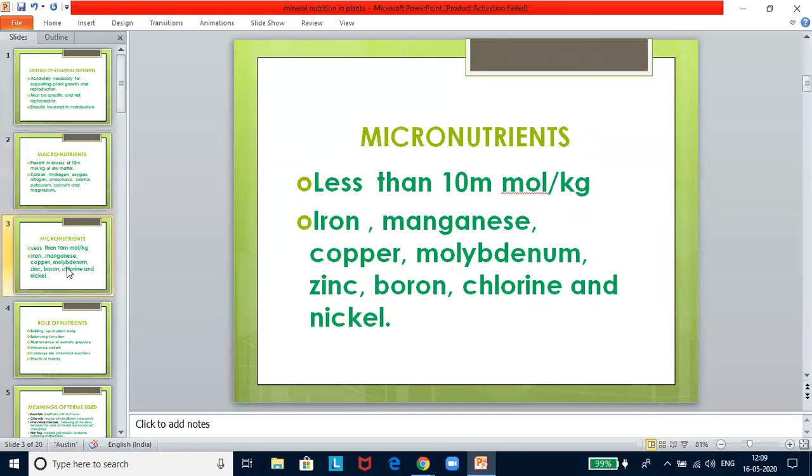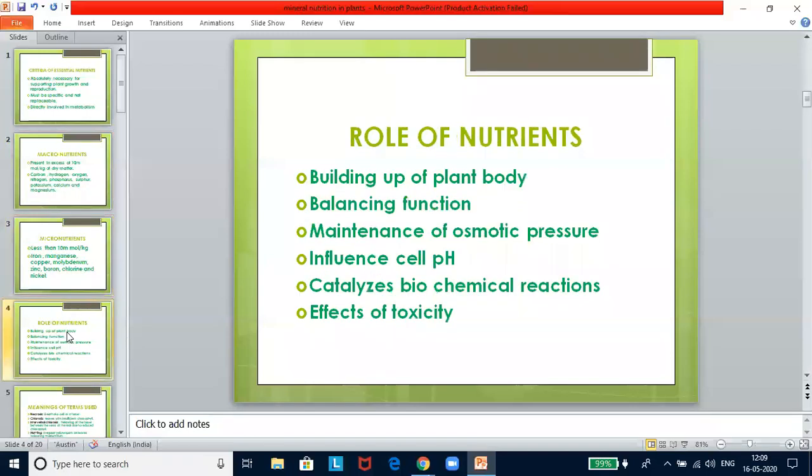Now, what are micronutrients? The nutrients that are required in less than 10 millimoles per kg, for example, iron, manganese, copper, molybdenum, zinc, boron, chlorine, and nickel. These are the micronutrients. Now, what are the roles of these macro and micronutrients?